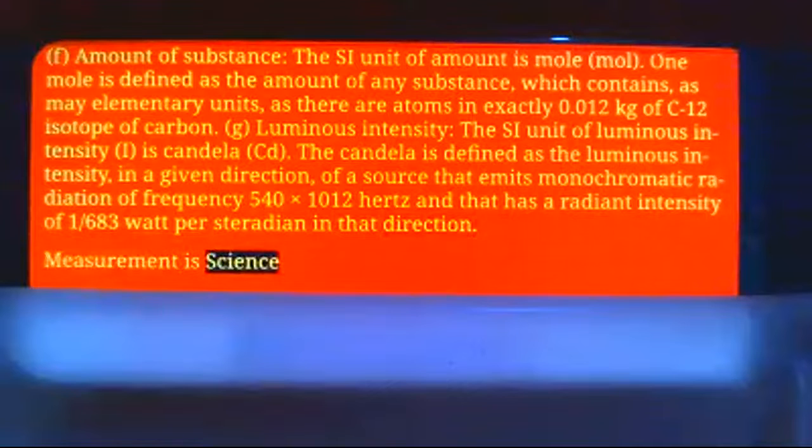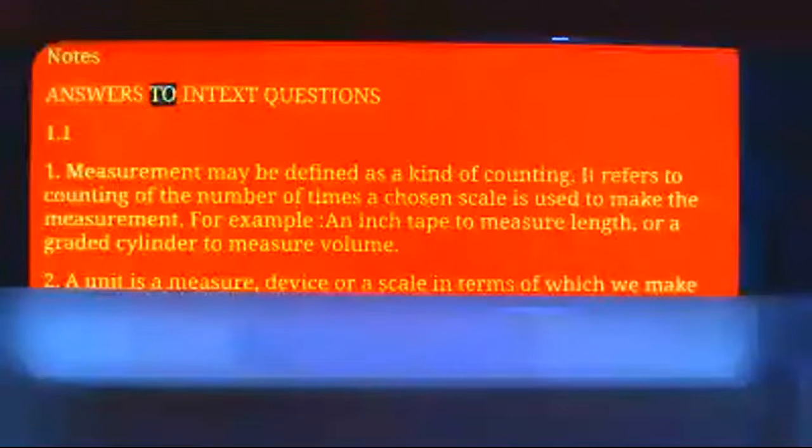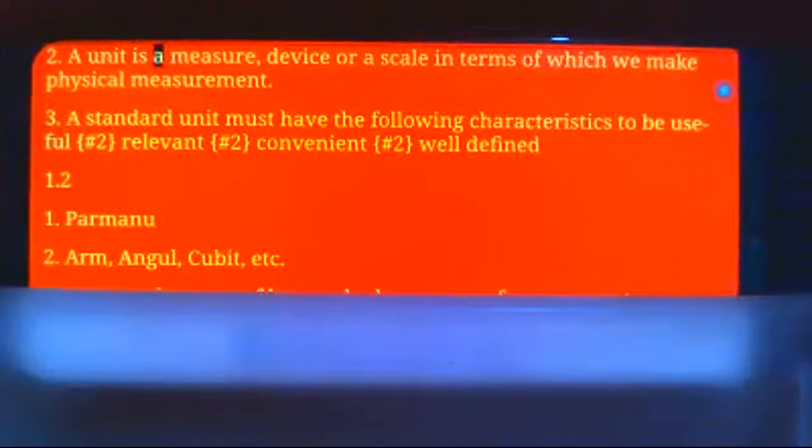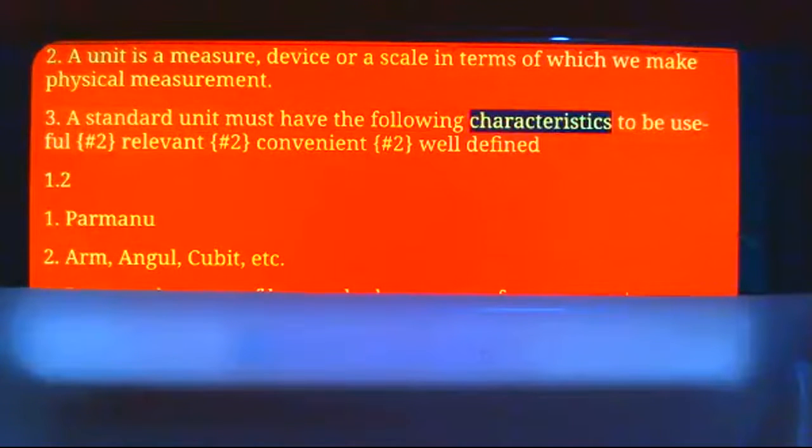Measurement is science. Notes. Answers to intext questions. 1.1. 1. Measurement may be defined as a kind of counting. It refers to counting of the number of times a chosen scale is used to make the measurement. For example, an inch tape to measure length, or a graded cylinder to measure volume. 2. A unit is a measure, device, or scale in terms of which we make physical measurement. 3. A standard unit must have the following characteristics to be useful: relevant, convenient, well-defined.